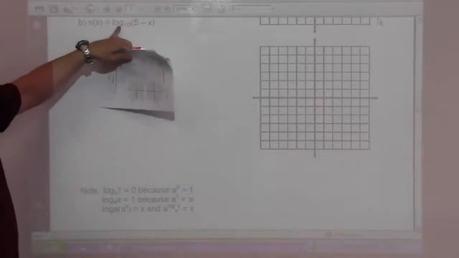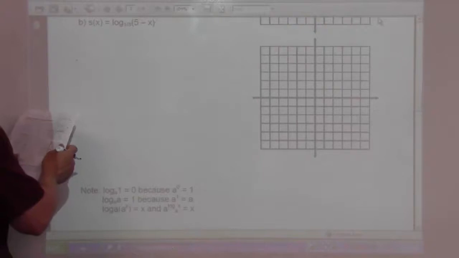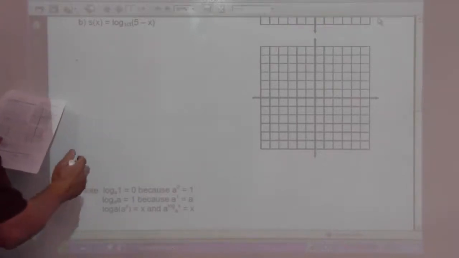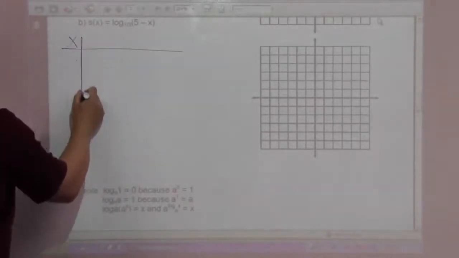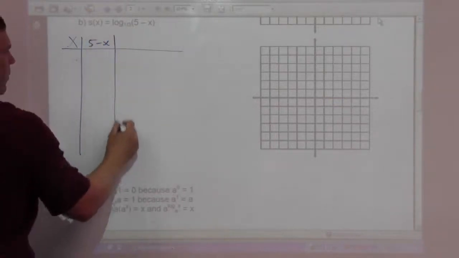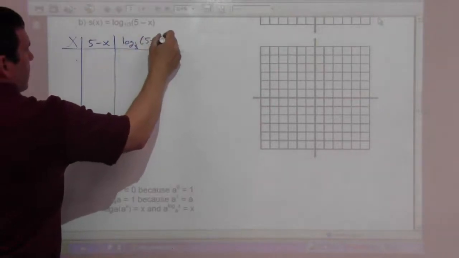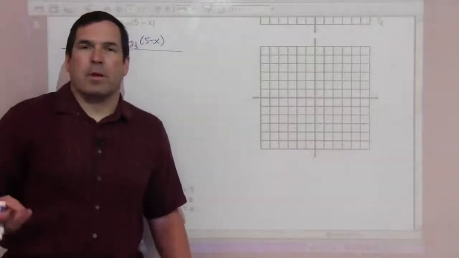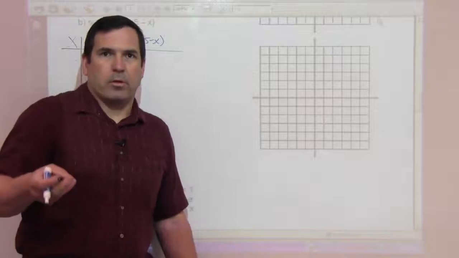Next one, s of x equals log base 1/3 of 5 minus x. So let's do our column of x, our 5 minus x column, and our log base 1/3 of 5 minus x. Now I'm thinking of, now 1/3 is 3 to the -1. So we're talking about 3 being raised to a power. So think about those kind of answers.